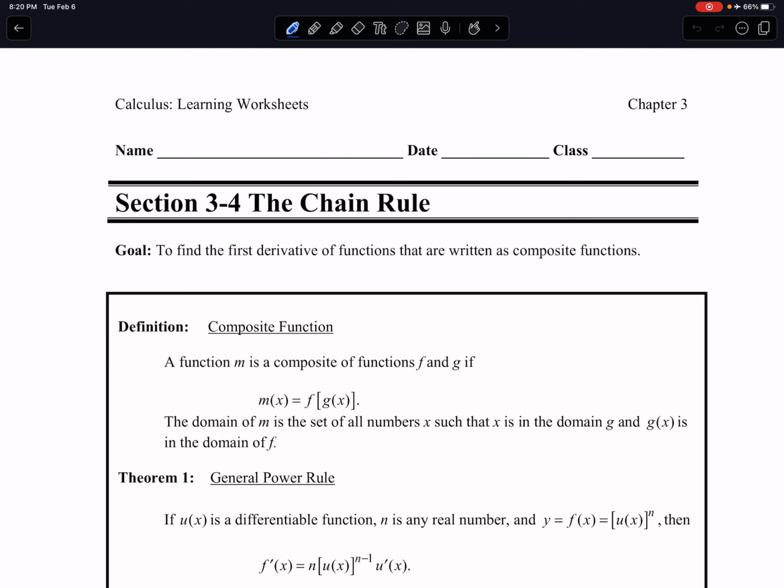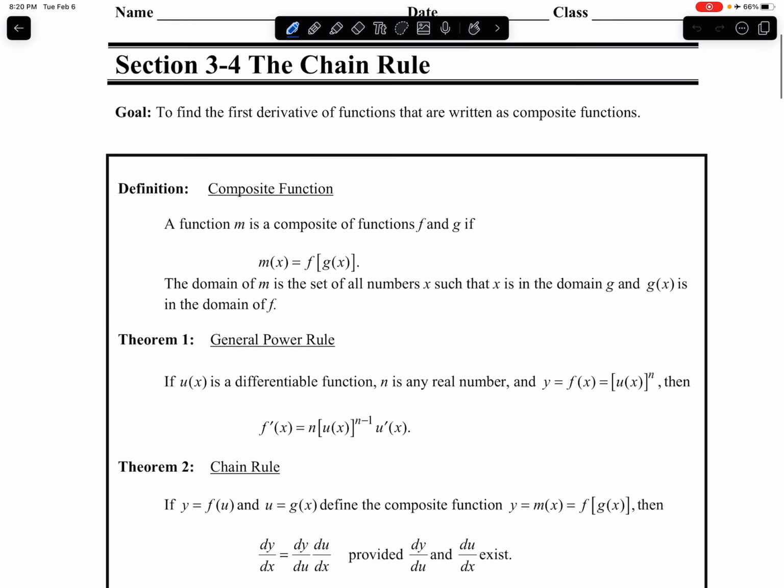Welcome to 3.4, the chain rule. Our goal today is to find the first derivative of functions that are written as composite functions. What we're really looking for here are functions in functions.